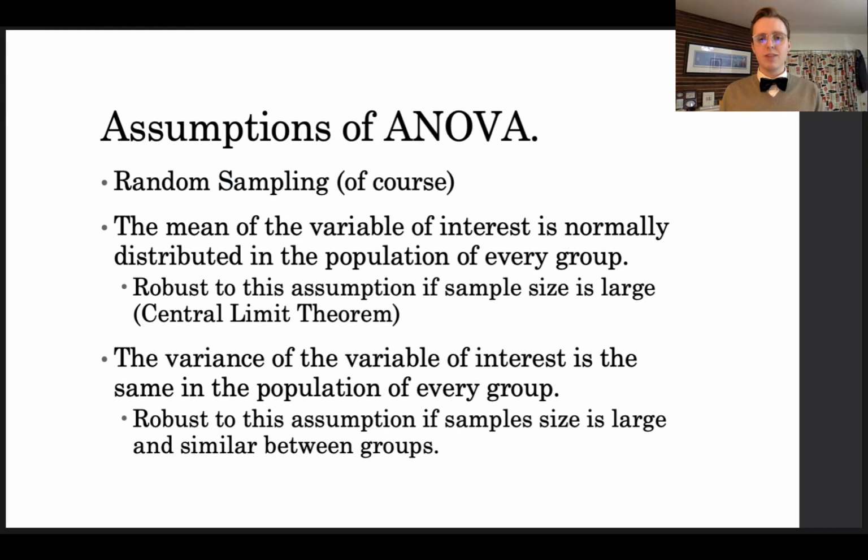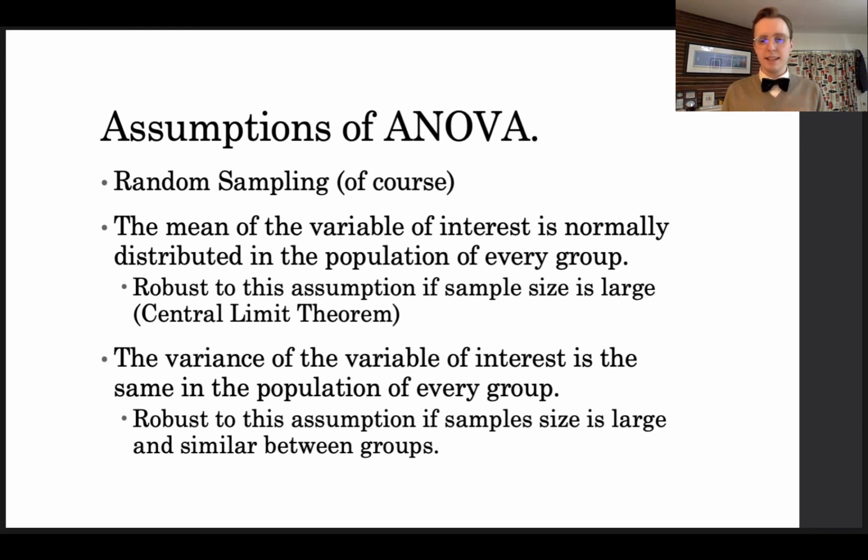Okay, so we are done learning about ANOVA now. Let's all take a big breath and go over some assumptions. We are assuming random sampling, of course. Basically, all classical statistics assumes random sampling. We are also assuming that the variable of interest is normally distributed in the population of every group.